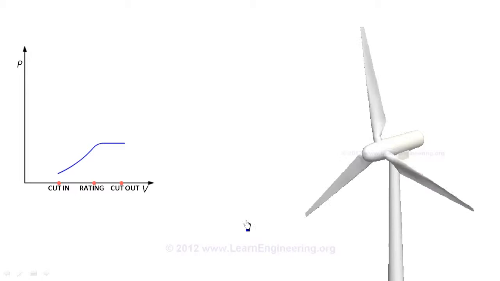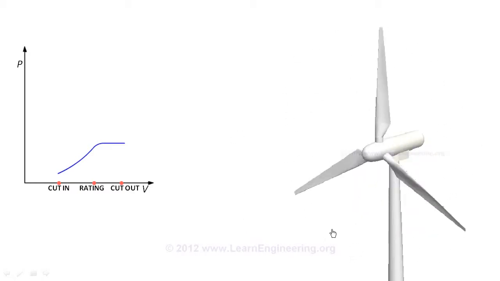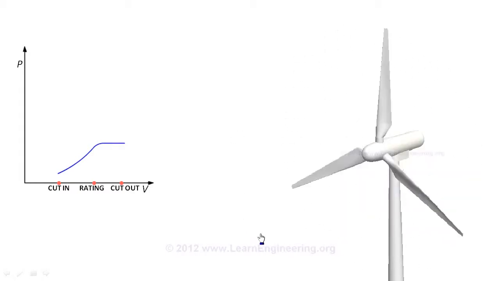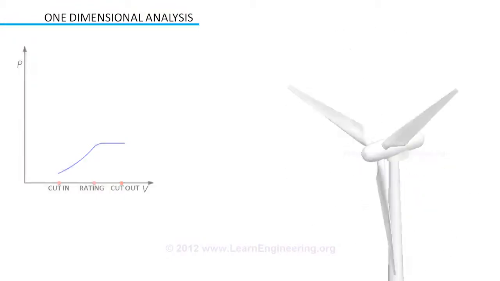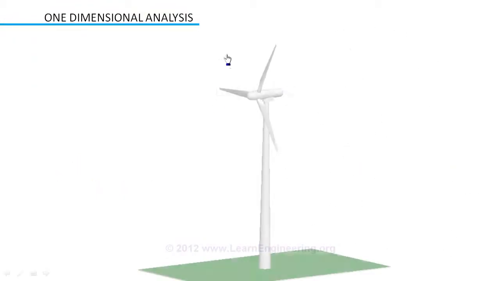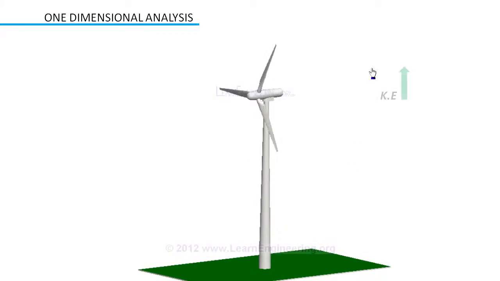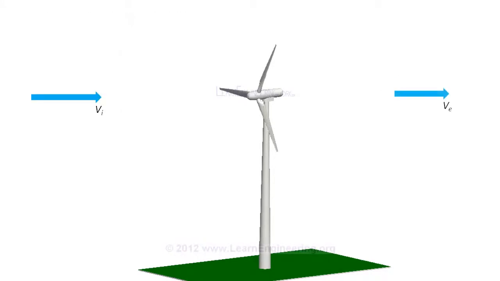Next, we will see what is the maximum performance a wind turbine can have, using a simplified one-dimensional analysis. Since the turbine is extracting some energy, at the outlet the wind will have lesser kinetic energy compared to the inlet. So at exit the wind velocity will be lower compared to the inlet. It will follow a trend like this from inlet to exit.